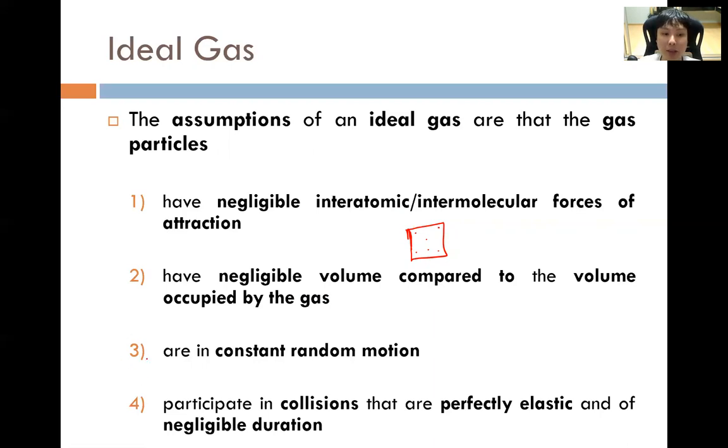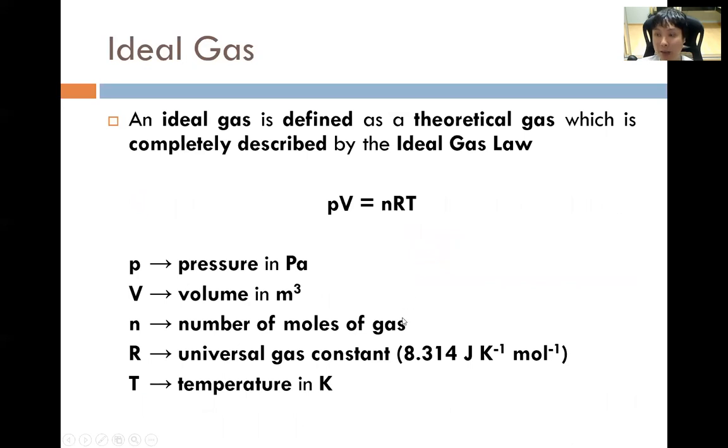The third assumption is that gases are in constant random motion. I wouldn't go too much into it, but this can be proven to be true using quantum mechanics. And number 4, they participate in collisions that are perfectly elastic and of negligible duration. So these are just the 4 assumptions of an ideal gas. Any gas that satisfies these 4 assumptions will basically be accurately described by this equation.